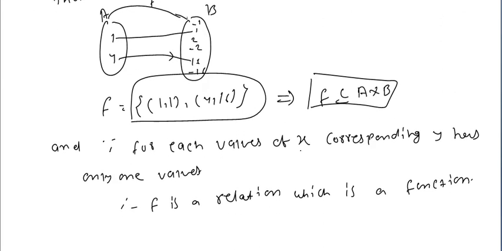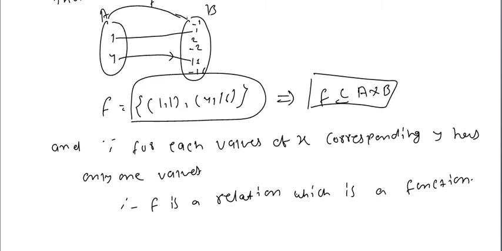And for each value of x, the corresponding y has only one value. That is, see here, for x value 1, the y value is 1, and for x value 4, the y value is 16. That is, f is a relation which is a function, because I am putting in only one value of x and getting only one value of y.